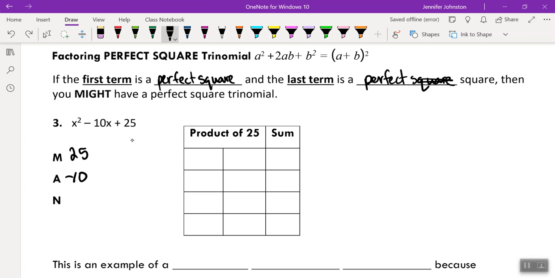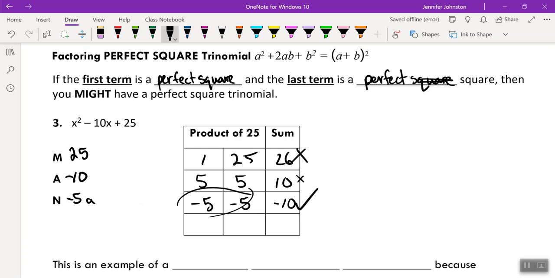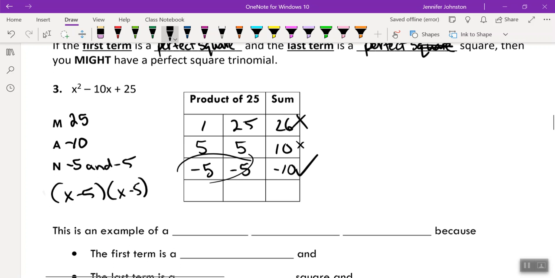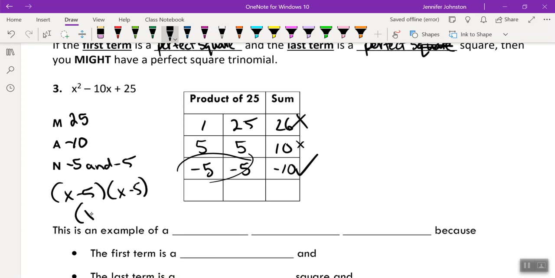So two numbers that multiply to give you 25. 25 is 1 and 25, well that's 26, that doesn't work. What about 5 and 5? Can 5 and 5 give you 10? Yes, but how can it give you -10? Well, just -5 and -5, that's -10, so those are the numbers we're looking for. So we get x minus 5 and x minus 5. Well, look, they're identical. That means we can write it as x minus 5 all squared.